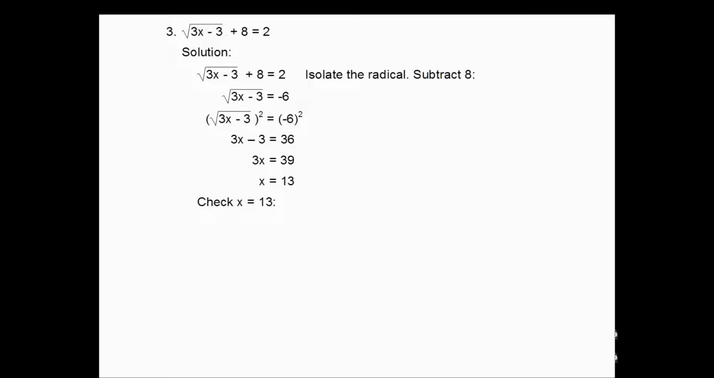And now we check. Go back to the original equation. We're going to have the square root of 3 times 13 minus 3, plus 8. Does it equal 2? Under the square root, 3 times 13, I get 39. So the square root of 39 minus 3, plus 8. 39 minus 3 gives me 36. Square root of 36 plus 8, does that equal 2? The square root of 36 is 6. Does 6 plus 8 equal 2?